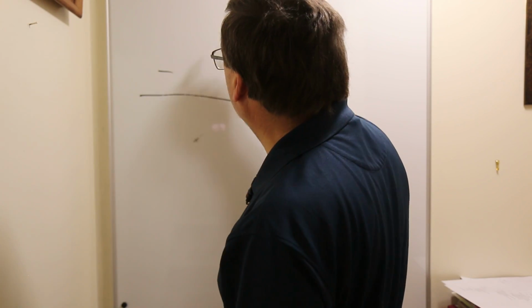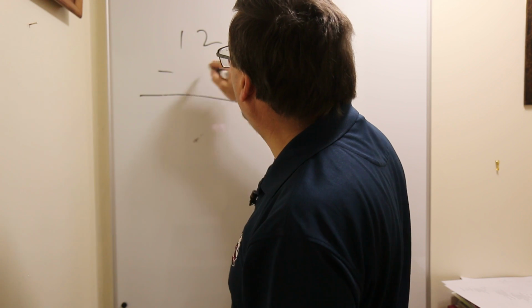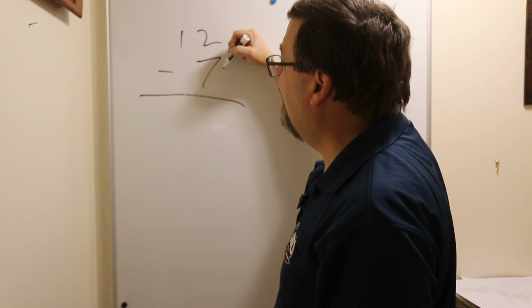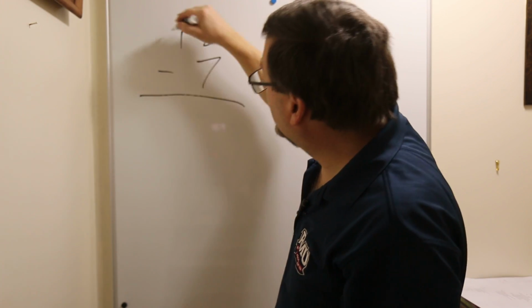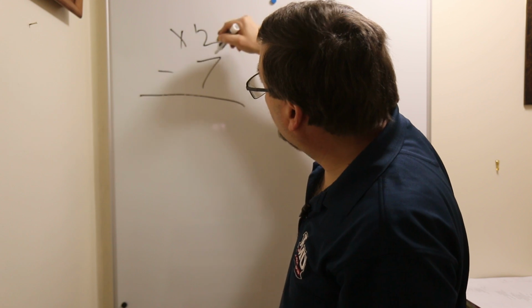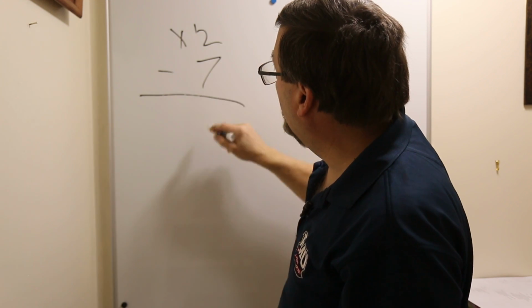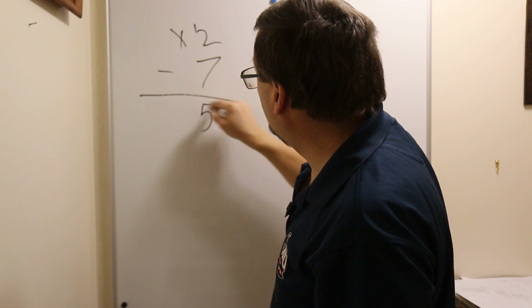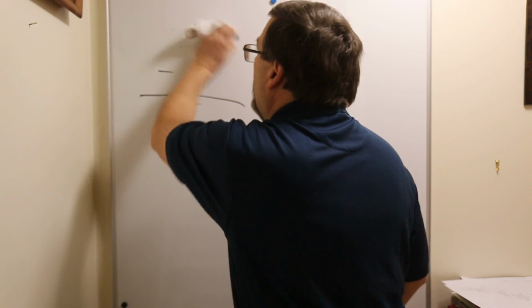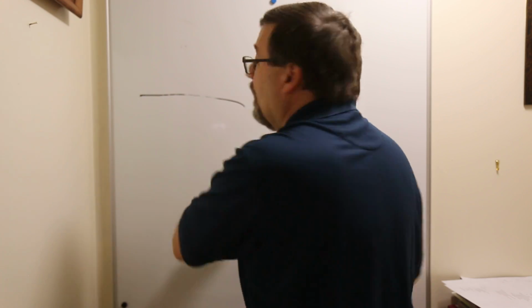But what happens if we do 12 minus 7? Well, 2 minus 7, we can't do that. So we take 1 from the tens column, bring it over, and then we have 12 minus 7, and we get 5, right? Because we're borrowing. And what we're borrowing is 10, in this case.